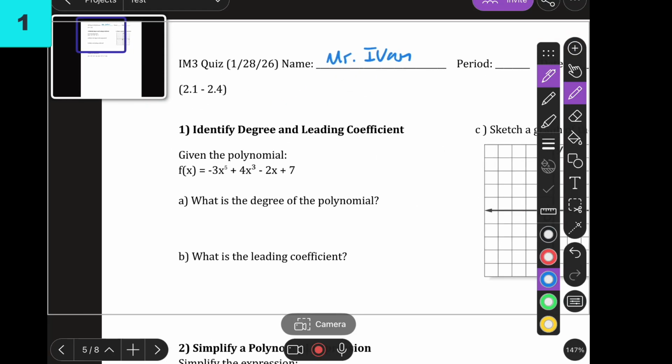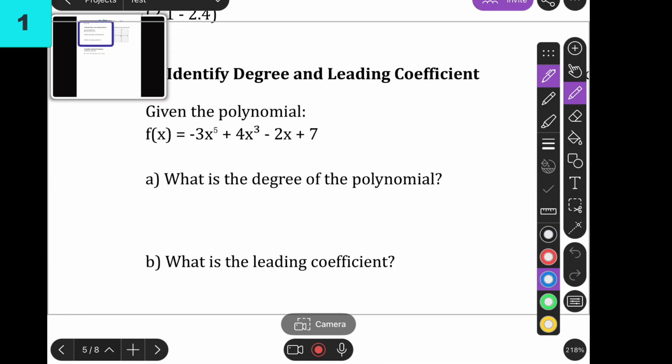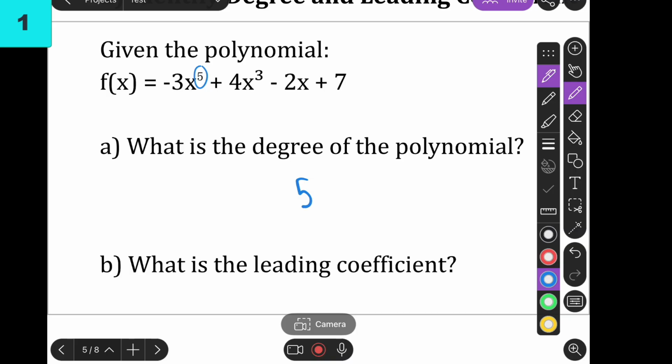Okay, so first question is, they're asking you about this given polynomial, and they want to know what the degree is. So remember, the degree is the highest exponent, which happens to be 5. So this is pretty easy.